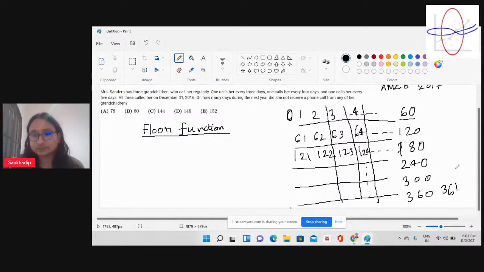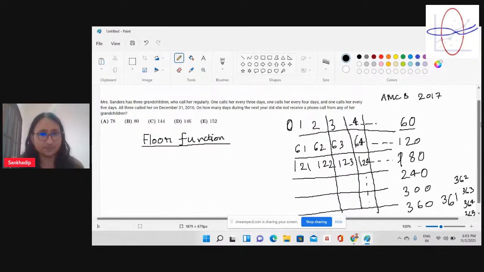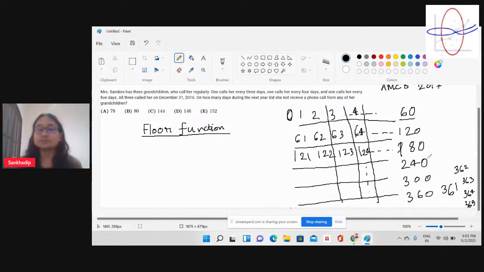361, 362, 363, 364, and 365. So we will consider those days separately. Now, let's focus our attention on the interval 1, 2, 3, 4, up to 60.